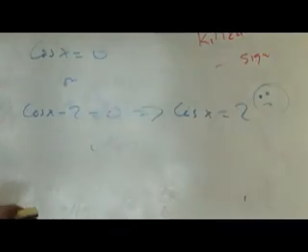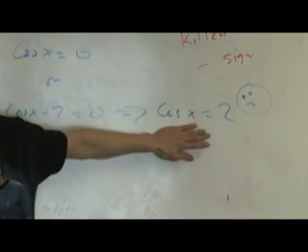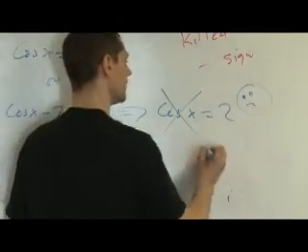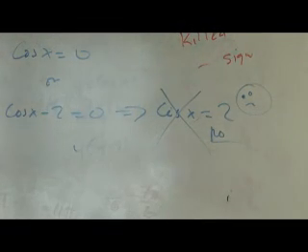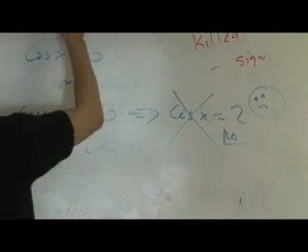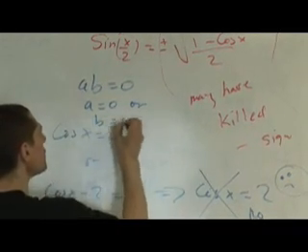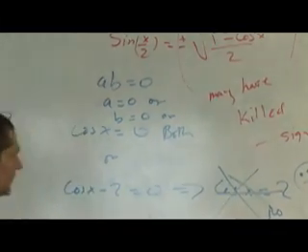What's wrong with this right away? I'm already suspicious that I may have screwed up. Cosine x, the biggest cosine x ever gets to is 1. This has no solutions. So right away, number 1, I better figure out if I screwed this up. Or it may just be that that's part of a term. I mean, if you have a times b equals 0, either a equals 0 or b equals 0 or both. So maybe this one just doesn't equal 0.